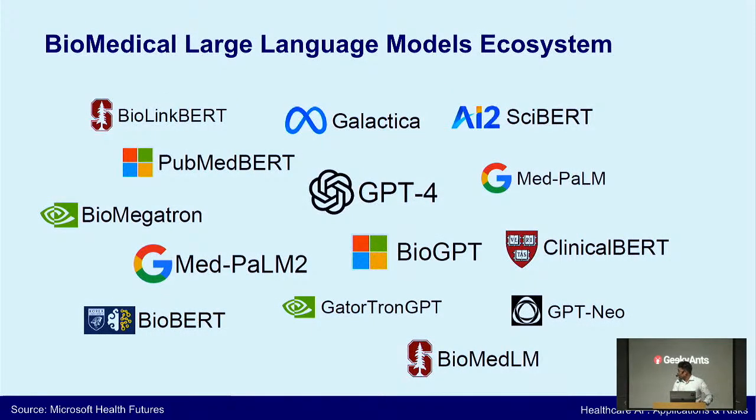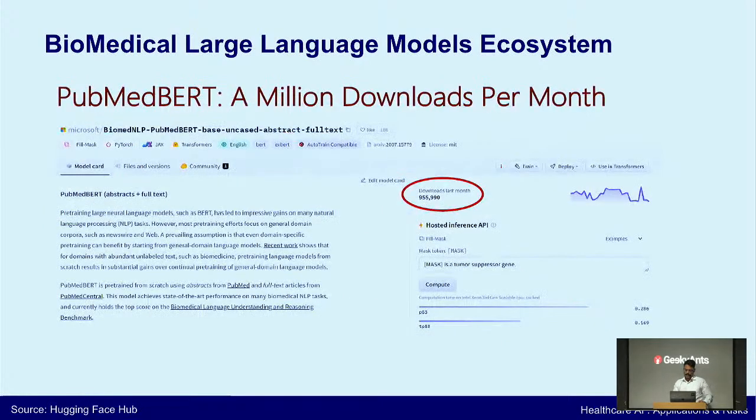Now every big company has released these large language models like BioGPT and MedPalm 2, and we will see how we can use them. A lot of people are experimenting with these models. For example, PubMed BERT has millions of downloads per month. So a lot of people are trying these models for multiple use cases based on their needs.